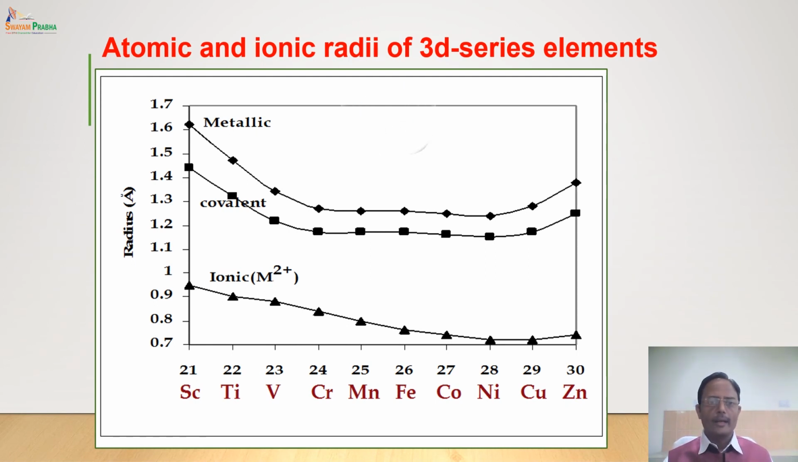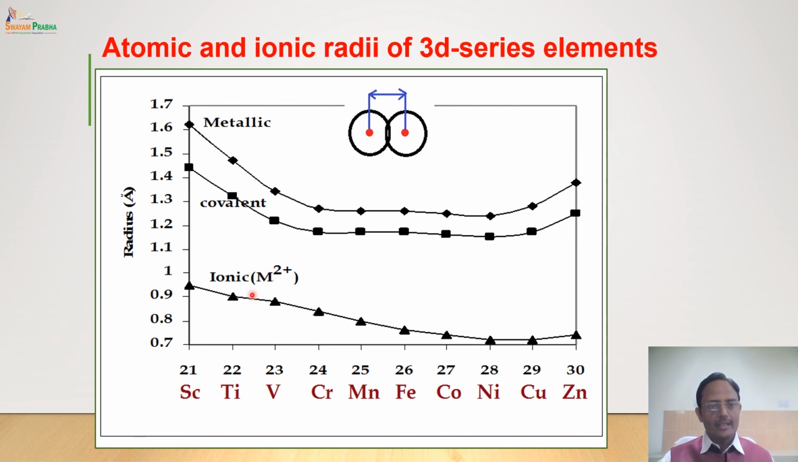What is a covalent radius? Now we know that a covalent bond is formed by overlapping of atomic orbitals. And since the atomic orbitals are overlapped, if we take half of the internuclear distance, that will be called the covalent radius. And you can see the difference between the two. In case of metallic radius, the atoms are just touching each other, whereas in case of covalent radius, the atoms are actually overlapping each other. Hence, this covalent radius is always slightly less than the metallic radius.